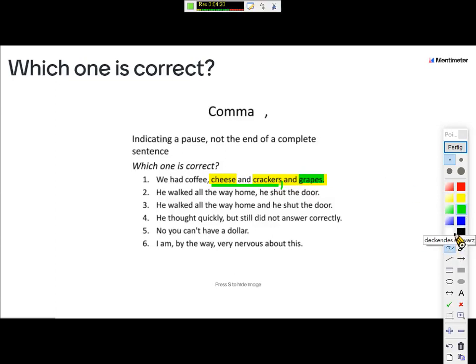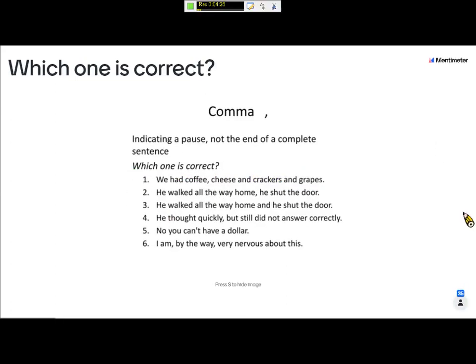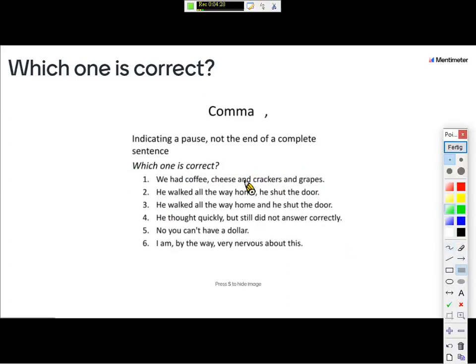It's very important. Don't get confused about this one, because the construction of the sentence here can mean both cheese and crackers or crackers and grapes. It's different. So you have to clarify it, okay?